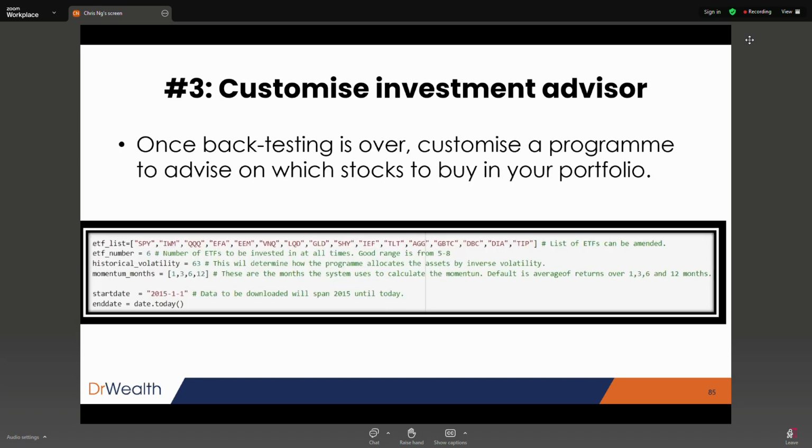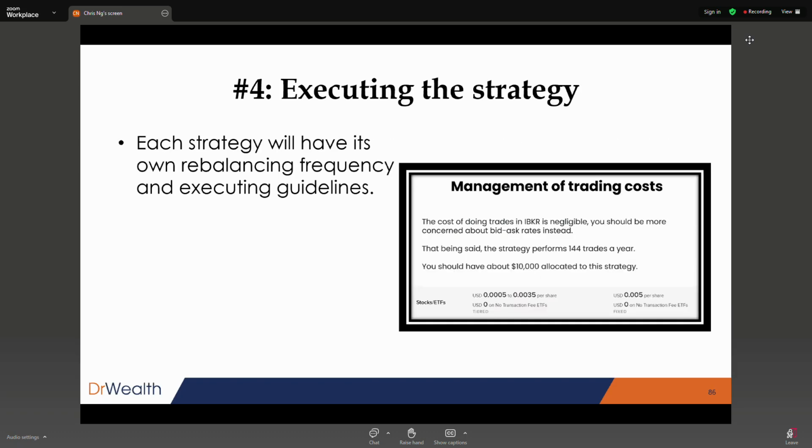Then the third thing we do is obviously we need to tune the investment advisor. We know these things work in the markets, but we need to adjust the numbers. There's no coding, it's just adjustment of variables. And once you run the investment advisor, it will tell you what stocks to buy. Each strategy will have its own rebalancing frequency and execution guidelines. How do you manage your trades? How do you make sure that you don't lose too much money in the trades? What kind of orders do you give to the broker to execute your strategy? That needs to be taught as well.